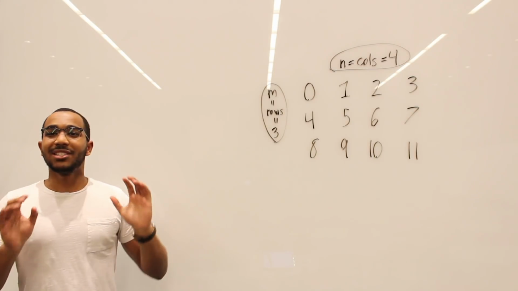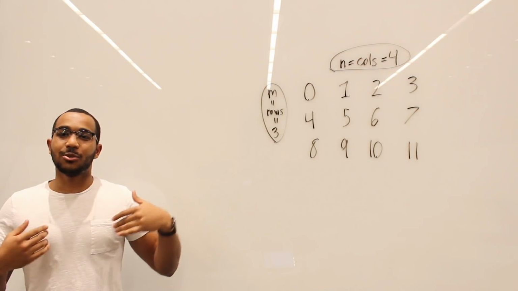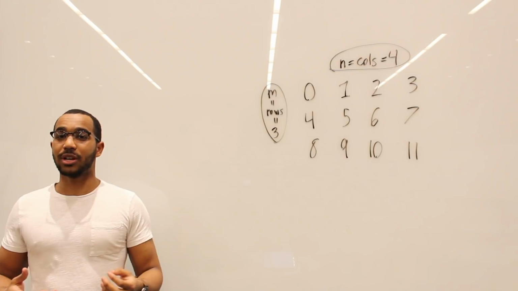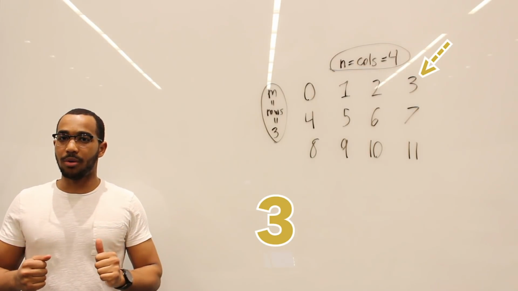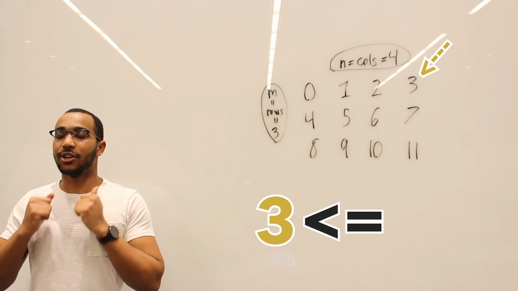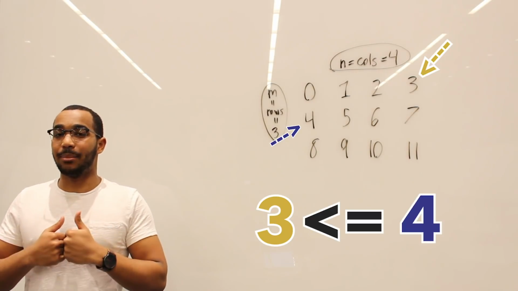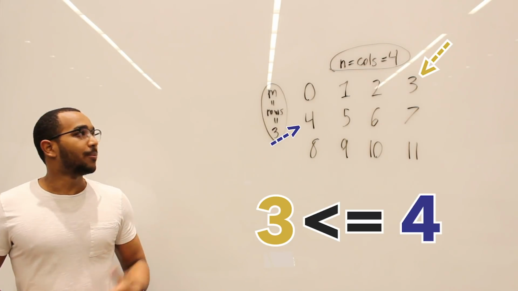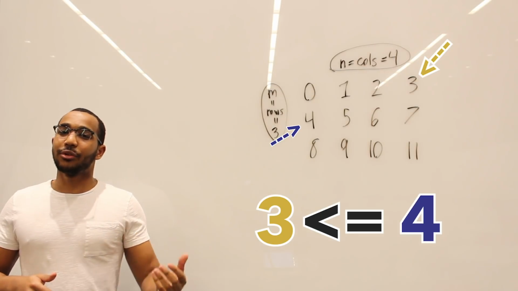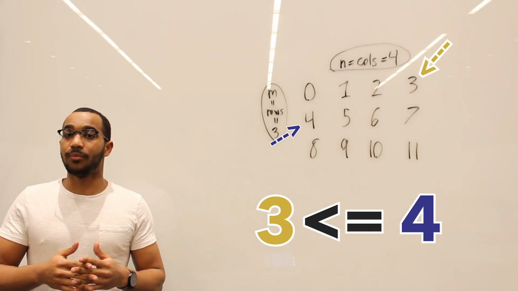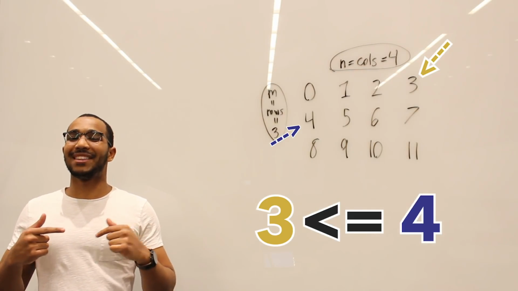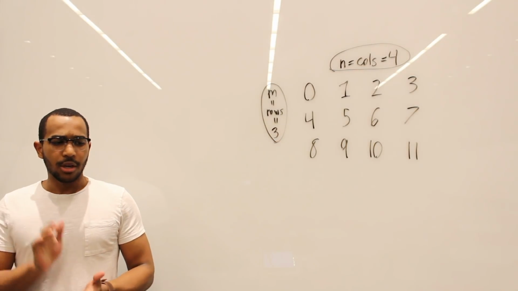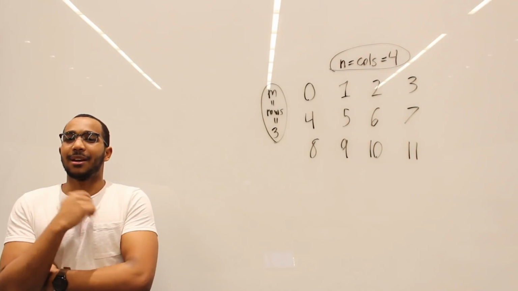But what we see is the rows are sorted. A special property about this matrix is that the last element of every row is less than or equal to the first element of the next row. So look at that 3. That 3 is less than or equal to 4, right? It's less than or equal to the first element in the next row. So, okay, let's think about this.